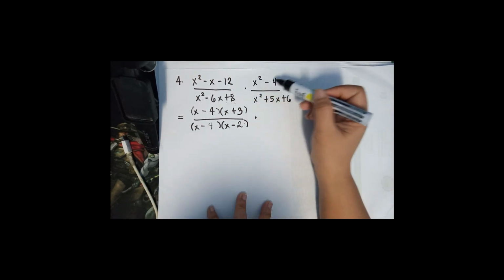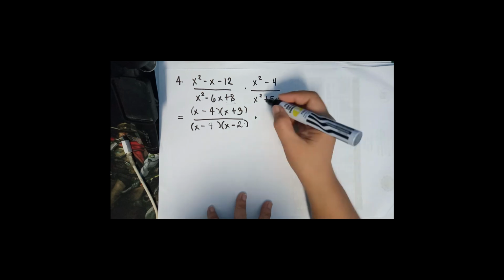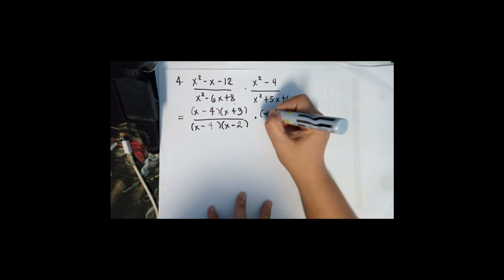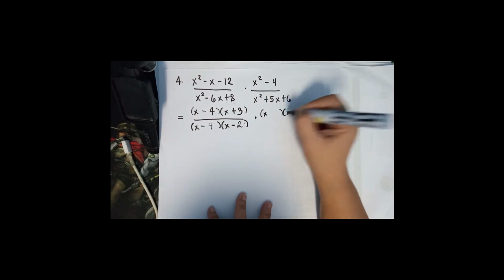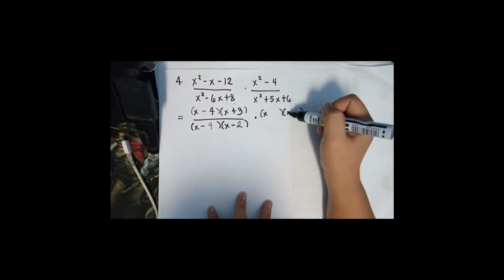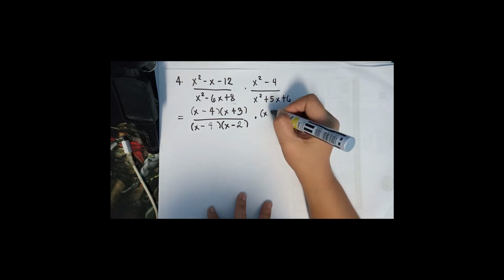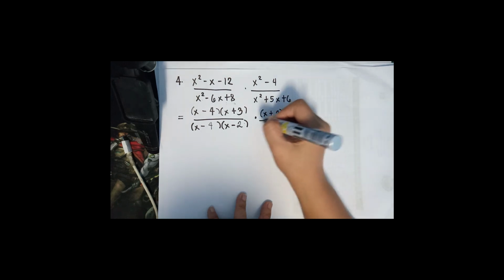Times. Since x squared minus 4 is a difference of two squares, then we have square root of x squared, x. Square root of 4, that is 2. And the signs are different.